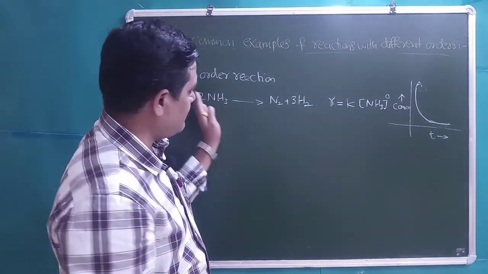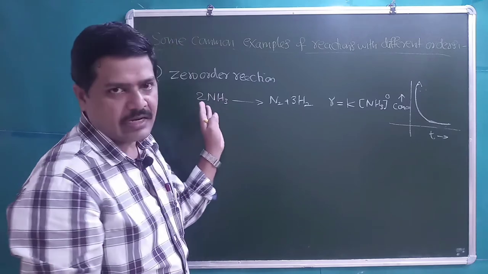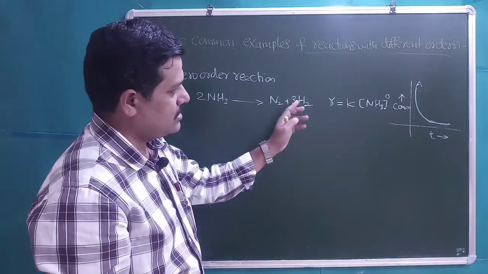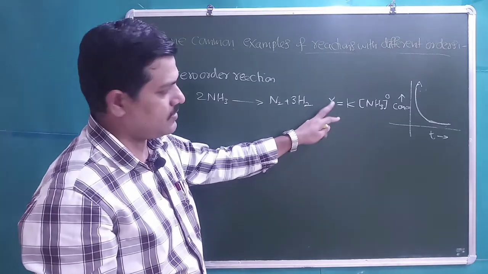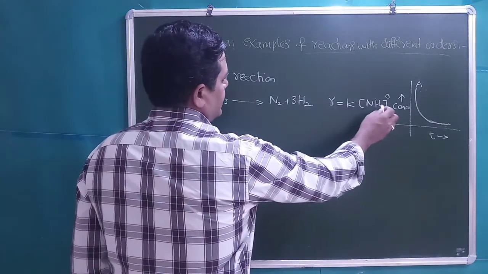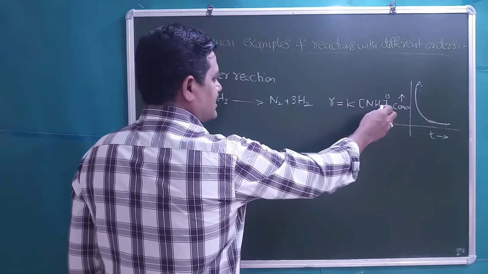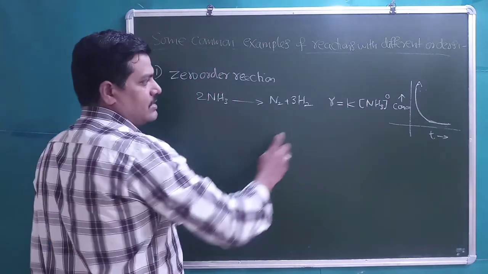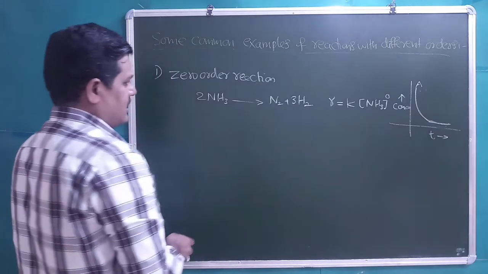So with time, what happens? Concentration of the ammonia decreases, but that has no effect on the rate of the reaction. Rate of the reaction is independent of the initial concentration or the concentration of the reactants. Then that is called a zero order reaction.